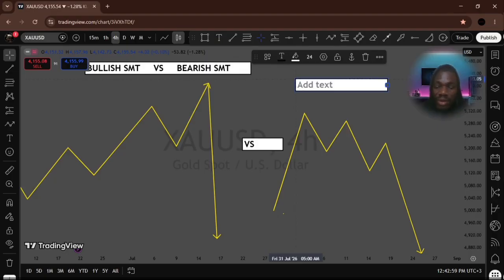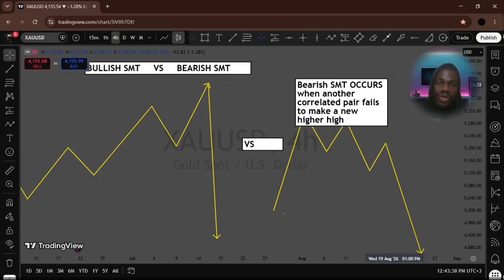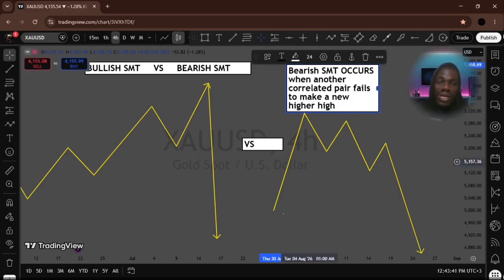Just in simple summary, if you're summarizing, bearish SMT occurs when another correlated pair fails to make a new higher high.